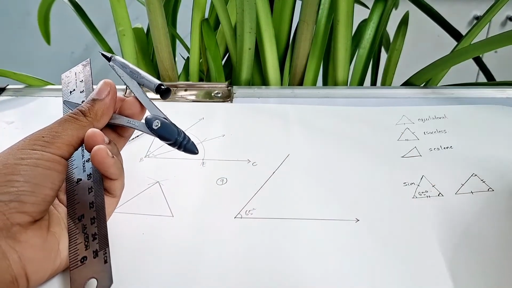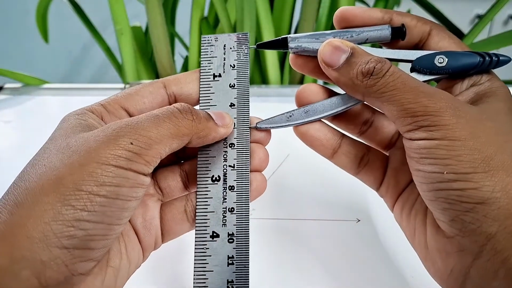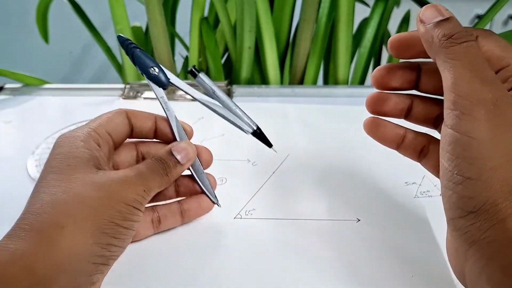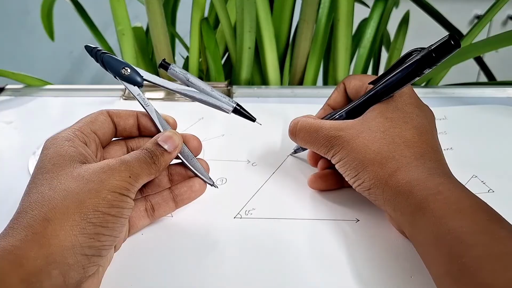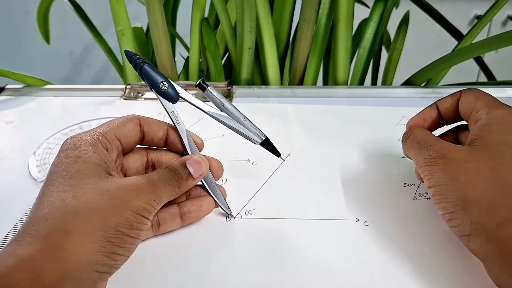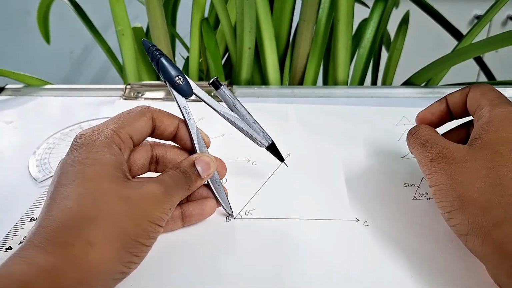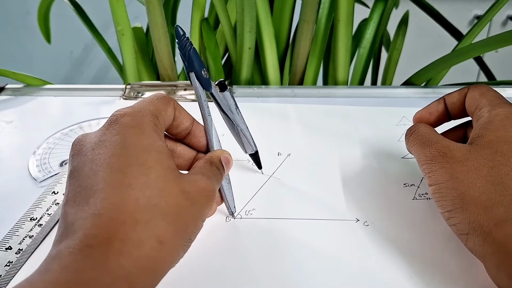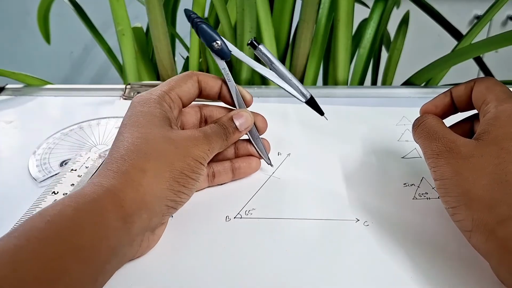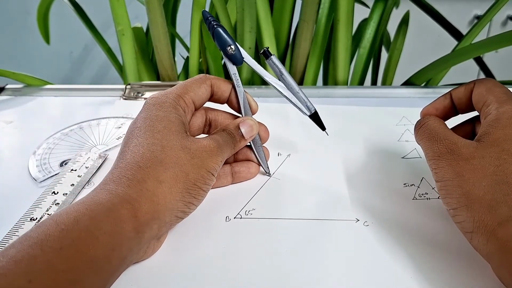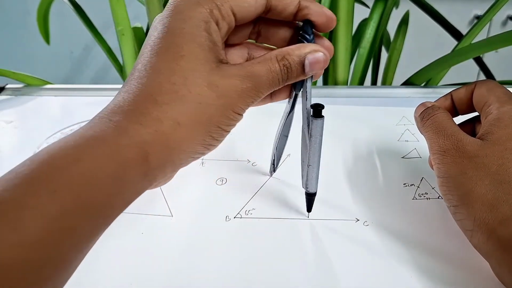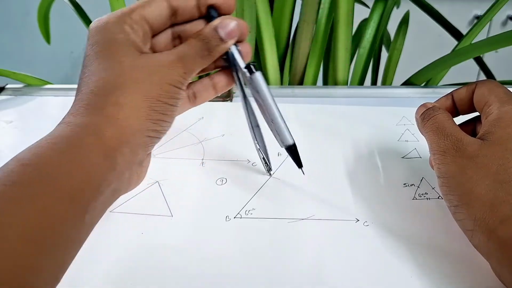Now let's move to the side. One of the sides is given as 5 centimeter. The radius 5 centimeter. I will keep, let us first label so that it will be easy to explain. I will keep on point B. From here I will put an arc at 5 centimeter which is the radius of my compass. Now from the point of this arc I will keep the compass here and I will draw another arc on this line.